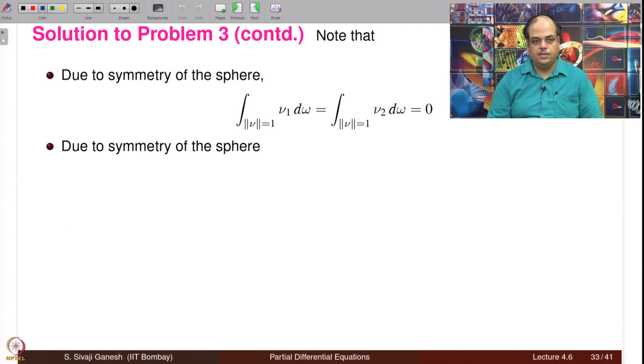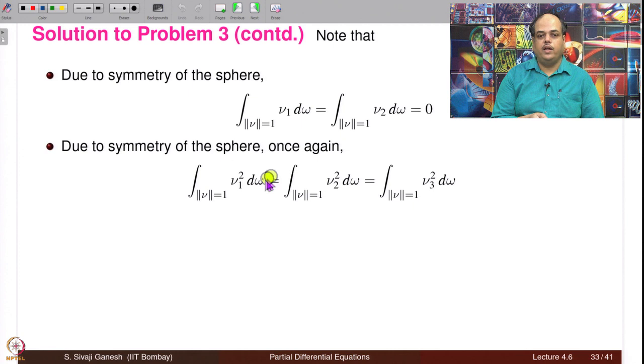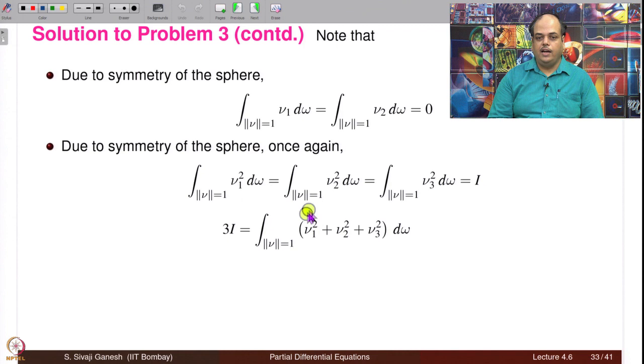Now, once again due to the symmetry, what we know is this nu1 square integral is same as integral of nu2 square is same as integral nu3 square. Let us call all of them to be I. Now, we are going to play a trick. 3I is nothing but the summation. Earlier we noticed that nu1 square plus nu2 square is not 1 in general, except at few points. But now nu1 square plus nu2 square plus nu3 square is here, which we know is 1. Therefore, this integral evaluates to just the surface area of the unit sphere, which is 4 pi. Therefore, I is 4 pi by 3.